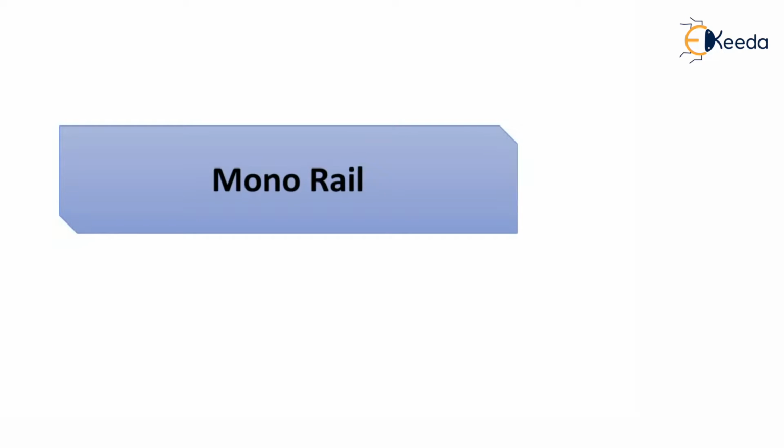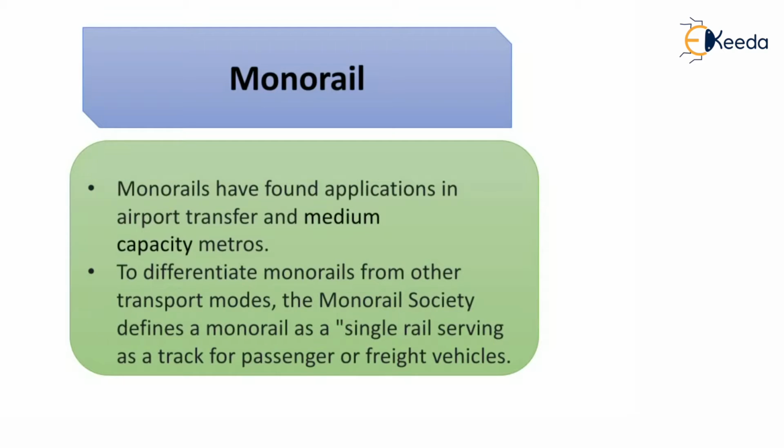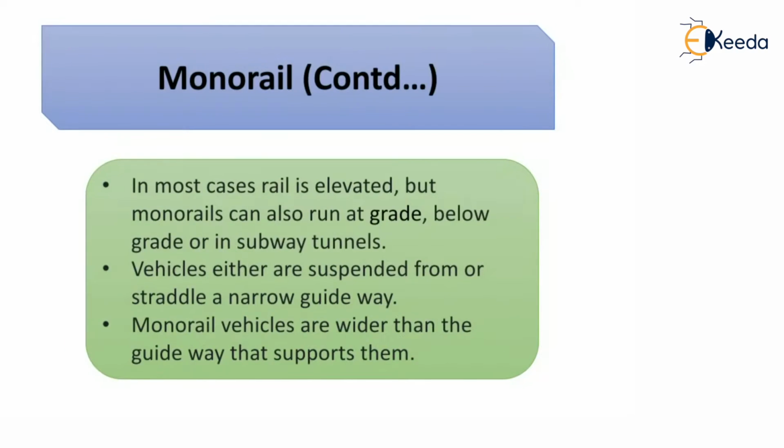Now we will have a look at a monorail. Monorails have found applications in airport transfer and medium capacity metros. To differentiate monorails from other transport modes, the Monorail Society defines monorail as a single rail serving as a track for passenger or freight vehicles. In most cases, the rail is elevated, but monorails can also run at grade, below grade, or in subway tunnels.